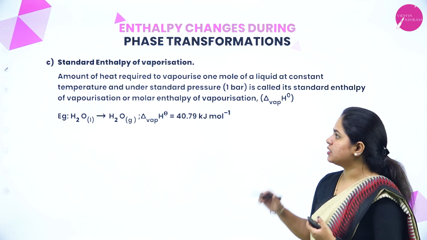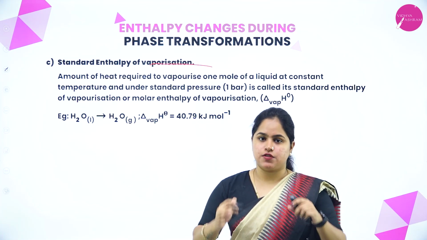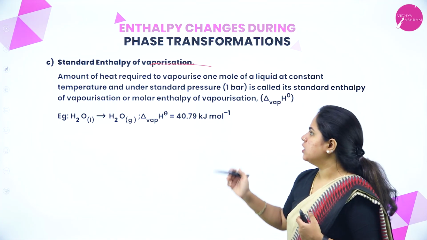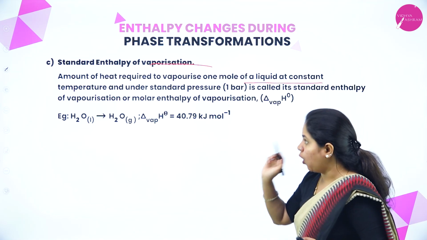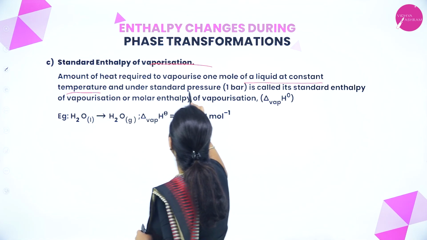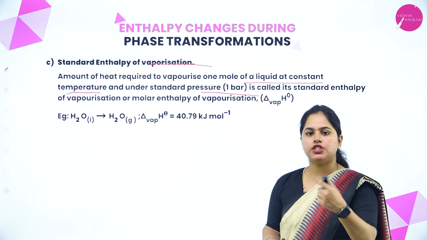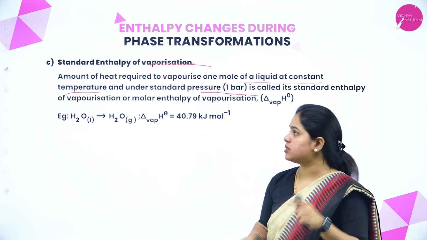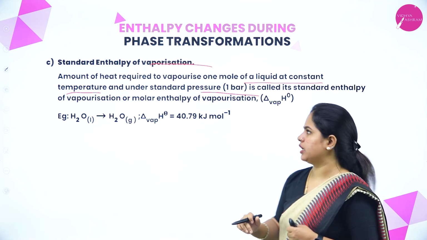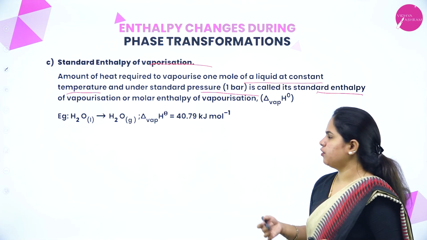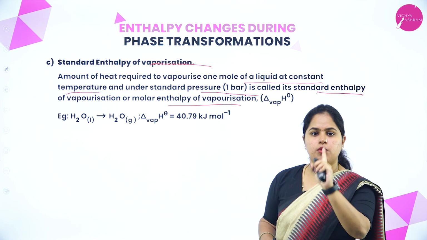Now moving on to the next one, that is standard enthalpy of vaporization. What is vaporization? It is from liquid state to gaseous state, right? So the amount of heat required to vaporize 1 mole of a liquid at constant temperature and under 1 bar pressure. Under standard condition, it is the enthalpy change which happens when 1 mole of a liquid is getting converted into its gaseous state, right? It is called standard enthalpy of vaporization or else molar enthalpy of vaporization. Molar because we are talking about 1 mole.